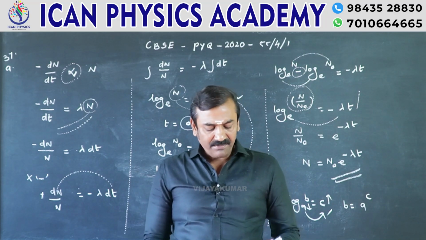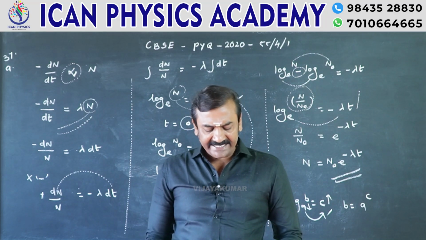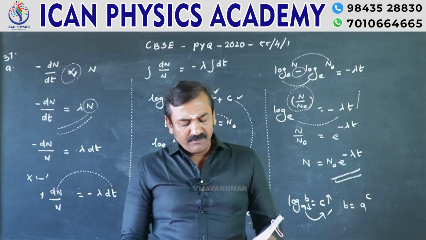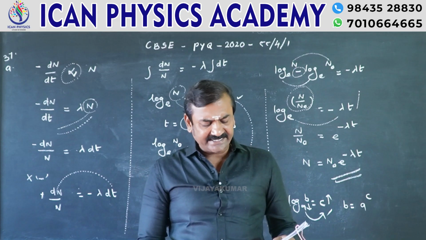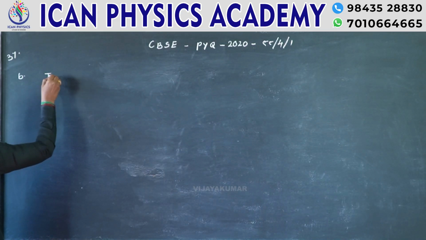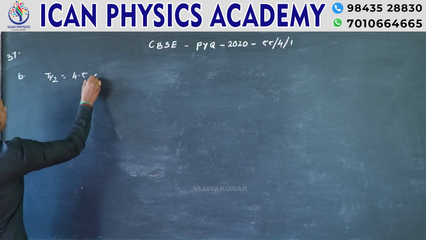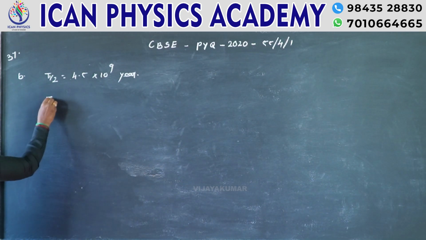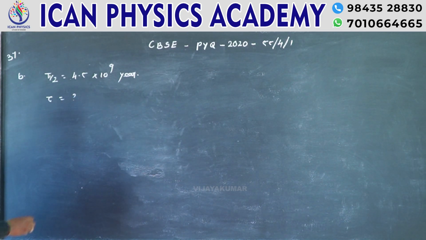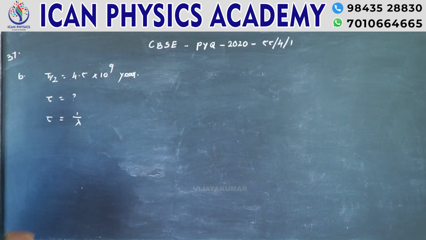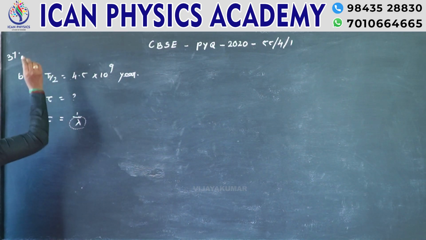The half-life of uranium 92-238, which undergoes alpha decay, is 4.5 into 10 to the power 9 years. Find its mean life. So what is the half-life? That is 4.5 into 10 to the power 9 years. Then what is the mean life? What is the formula to calculate the mean life? That is 1 by lambda. But we don't know the value of the disintegration constant. But we know the value of T half.